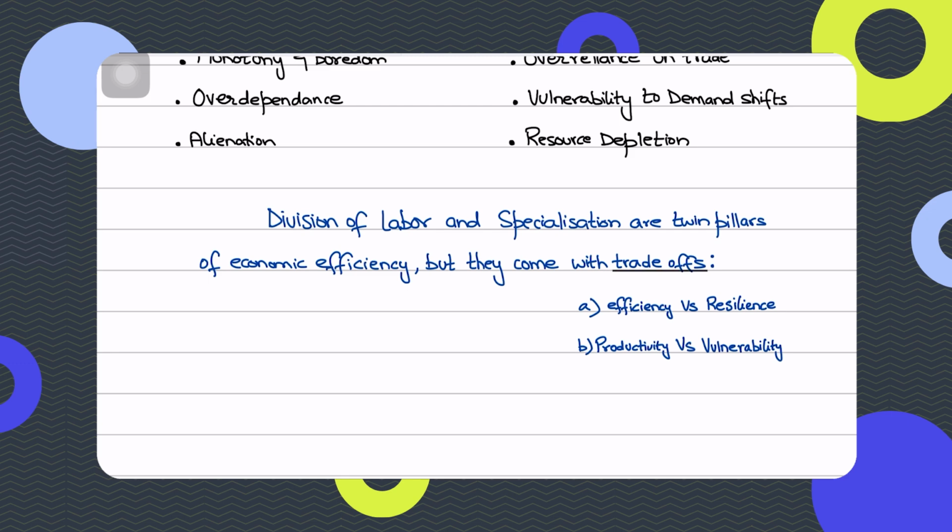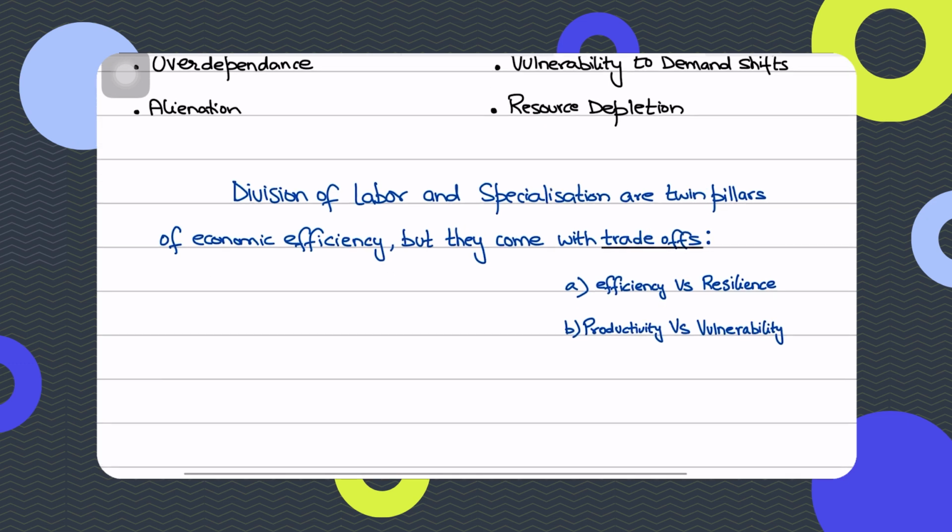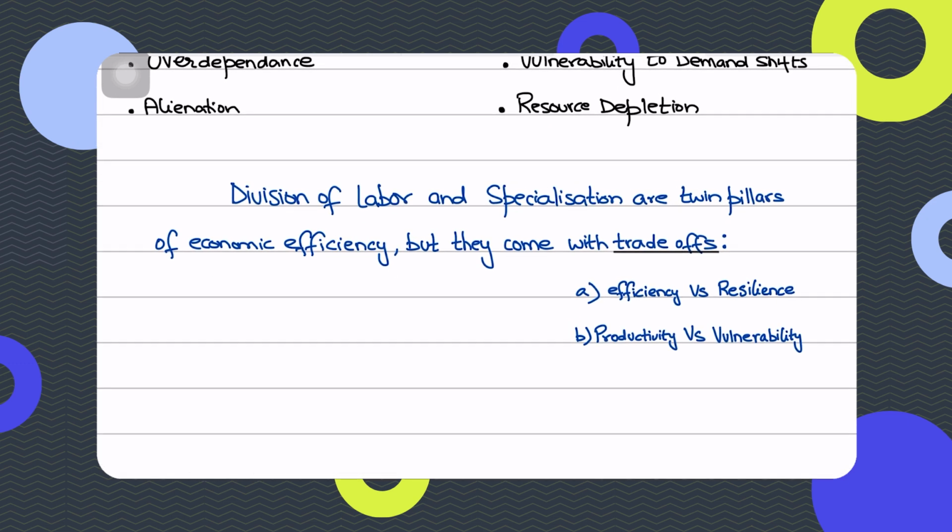So division of labor and specialization increase efficiency and productivity by allowing the workers, the firms, or even the countries to focus on what they do best, right? Producing a higher output at a much lower cost, because that is what efficiency is. You're producing more output at a lower cost. So cost per unit goes down. For every unit that you're making, your cost per unit goes down. So that's a good thing.